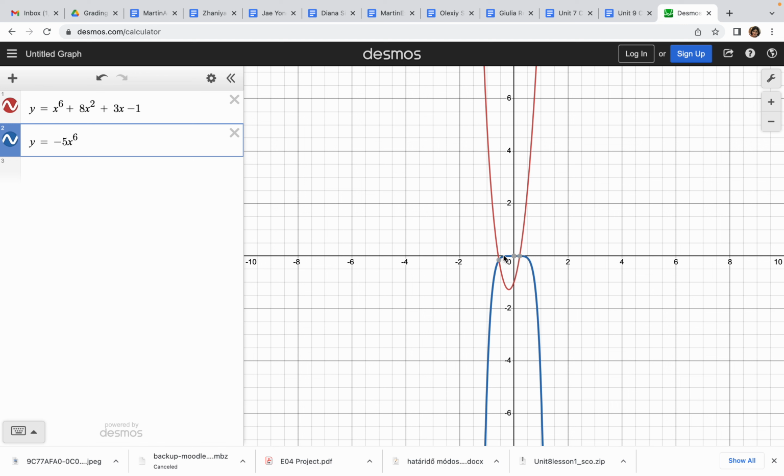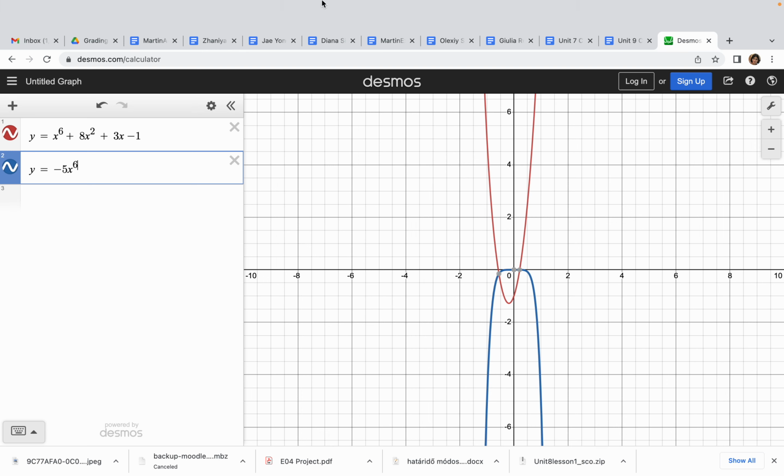And we can say as x gets really, really negative, y is getting really positive, and as x gets more and more positive, y also gets positive. So that's just end behavior, just talking about the ends. And then you're going to talk about how to find what's going on in the middle in the rest of the unit.